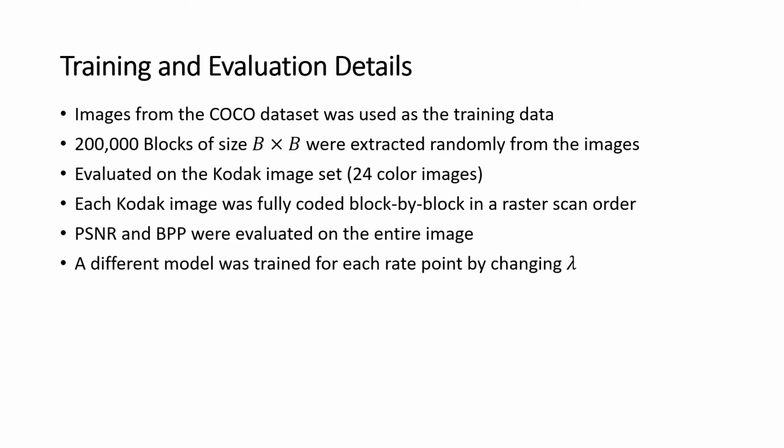To train our models, we use images from the COCO dataset as the training data. We extracted 200,000 blocks, each of size b by b, randomly from the COCO images. After training our models, we evaluated on the Kodak image dataset, which consists of 24 color images. We code each Kodak image block by block in the raster scan order, and after the entire image has been decoded, we compute the PSNR and bits per pixel over the entire image.